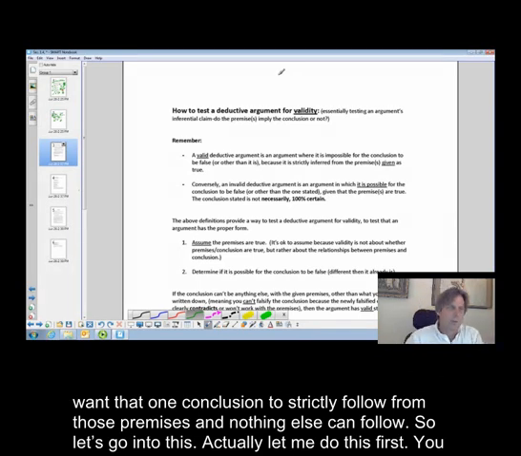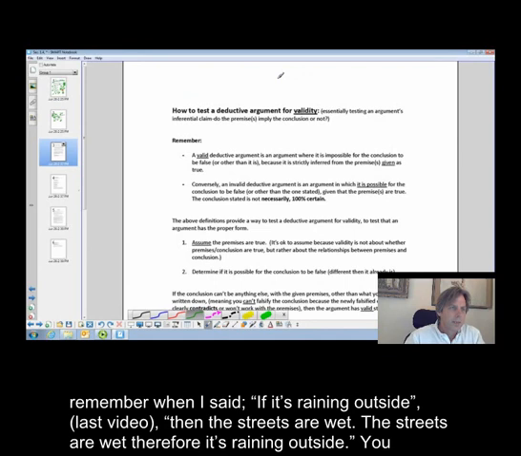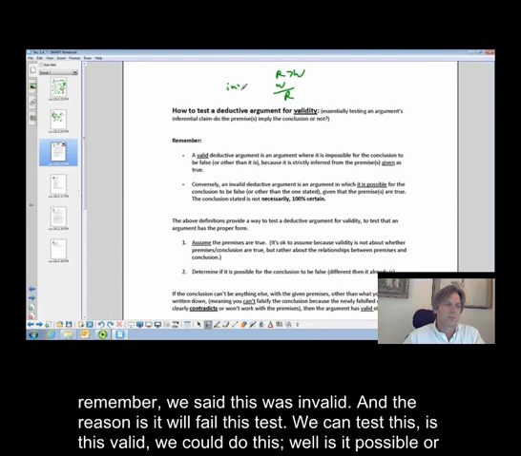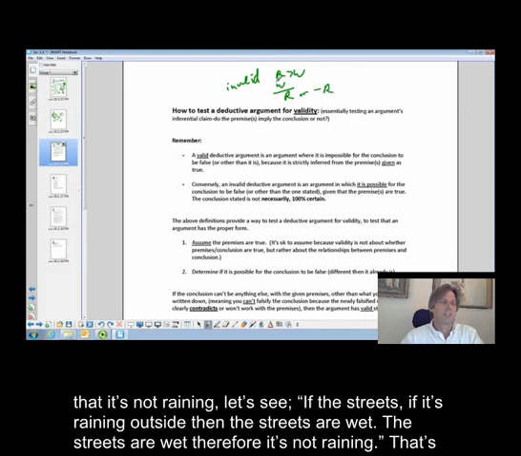Actually, let me do this first. You remember when I said, in the last video, if it's raining outside, then the streets are wet. The streets are wet, therefore it's raining outside. You remember we said this was invalid. And the reason is it'll fail this test. We can test this. Is this valid? Well, is it possible that it's not raining? If it's raining outside, then the streets are wet. The streets are wet, therefore it's not raining.